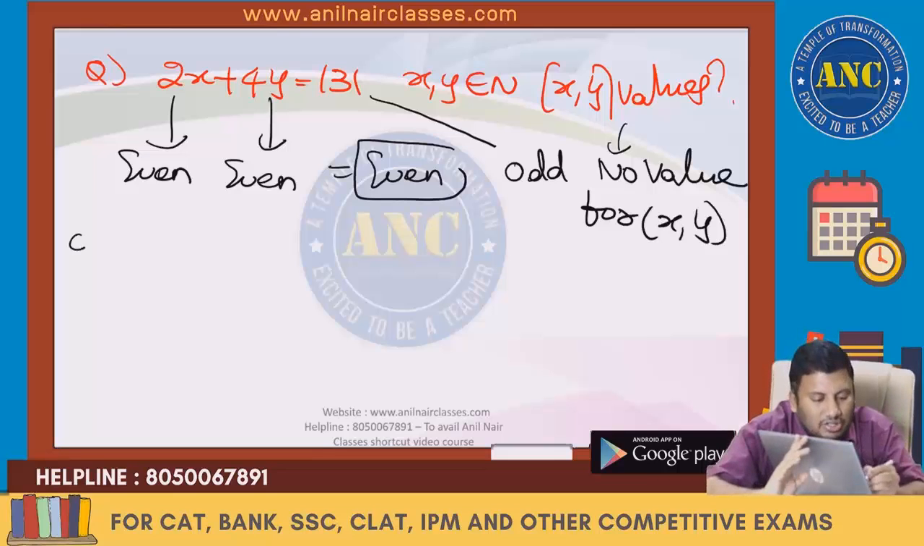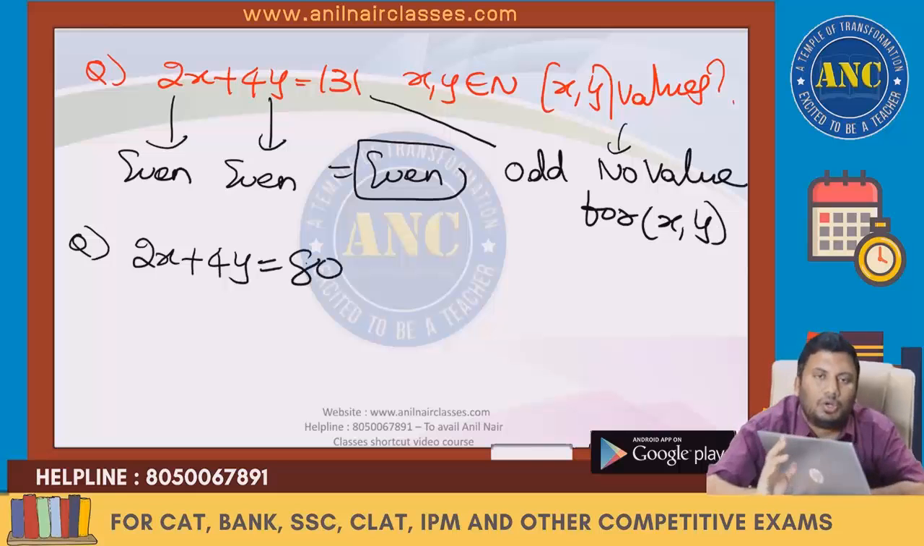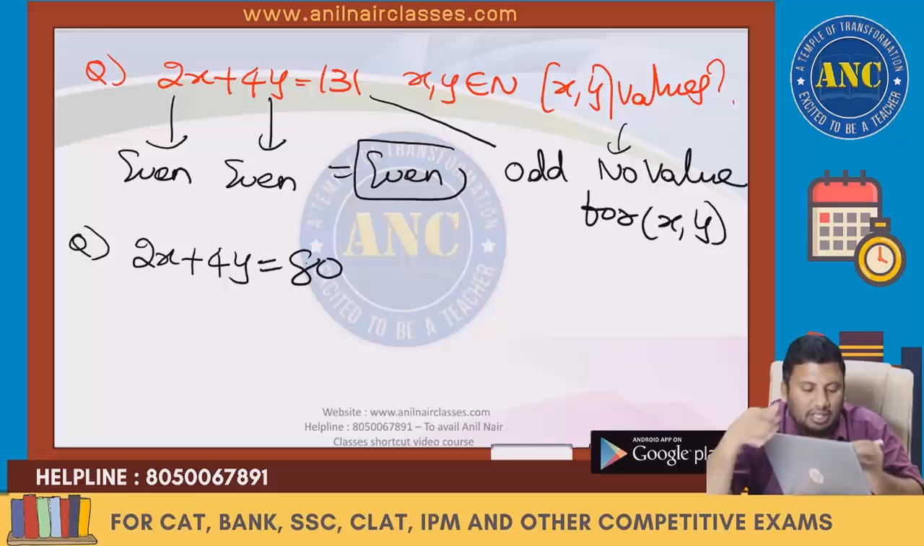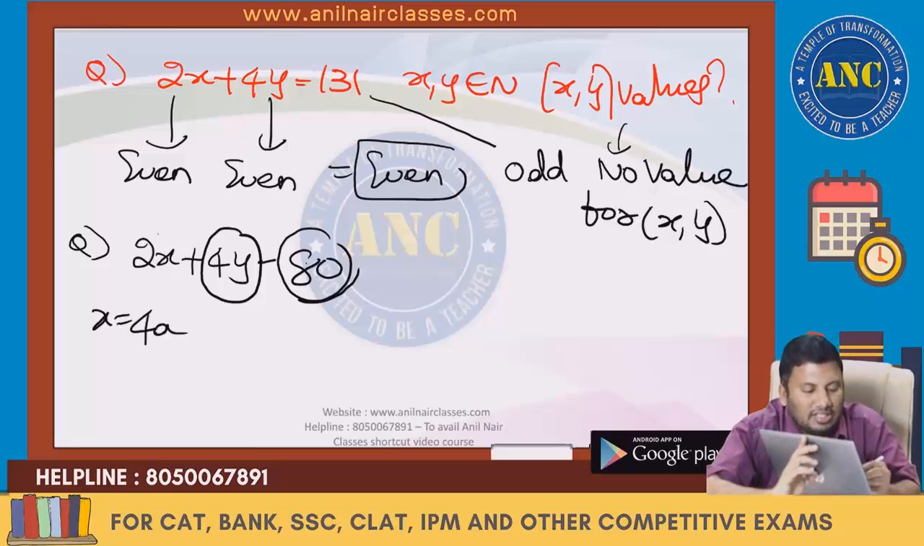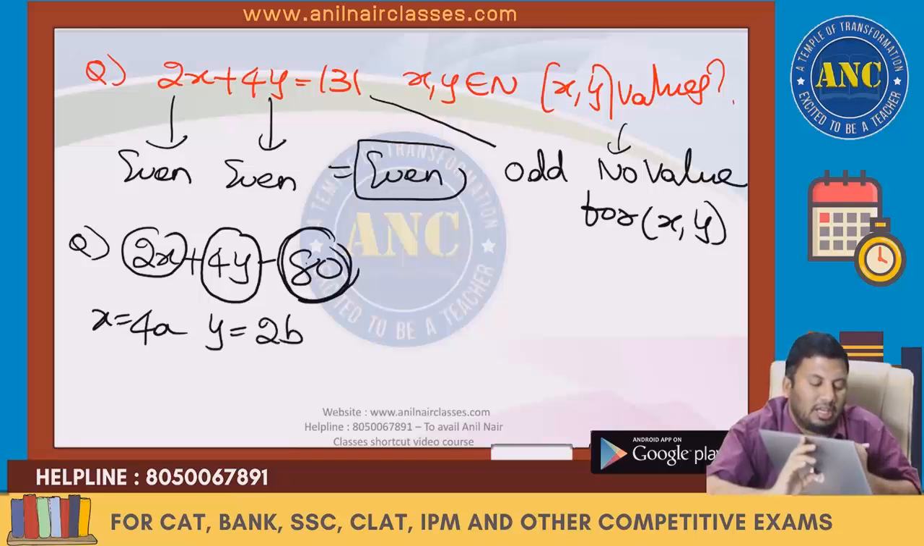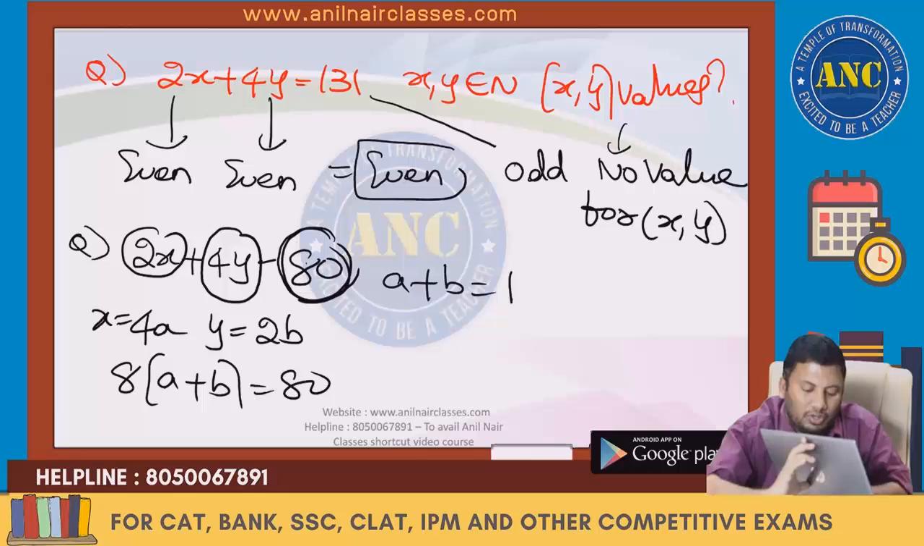Question clear? Next one. Suppose it is an even number: 2x plus 4y equivalent to 80. This is divisible by 4, this is divisible by 4. X should be 4a. This is an even number, so y is nothing but an even number. 8 into a plus b equivalent to 80, so a plus b equivalent to 10.